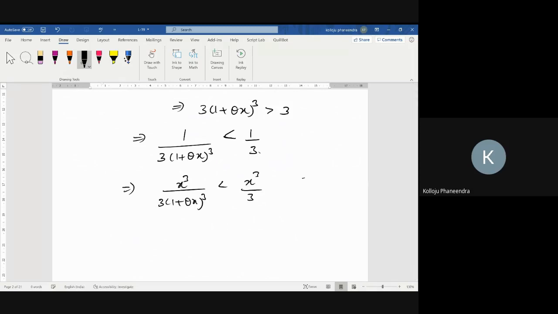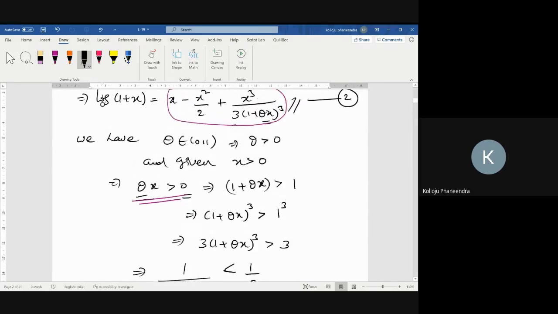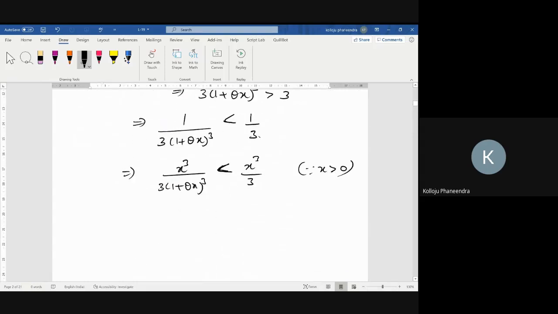Multiplying on both sides by x cube by 3, since x is positive, x cube is also positive, so there is no change in the inequality. After x cube by 3, what is this term? This is minus x square by 2, right? Subtracting minus x square by 2 on both sides.